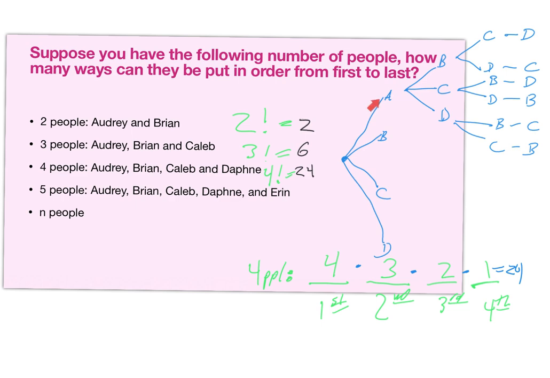Which if you're looking at this tree diagram that we started with, now if I had 5, I would have 5 options for the first one, 4 options for the second one, 3, 2, and 1. Or in other words, that would be 5 factorial, which is 120.